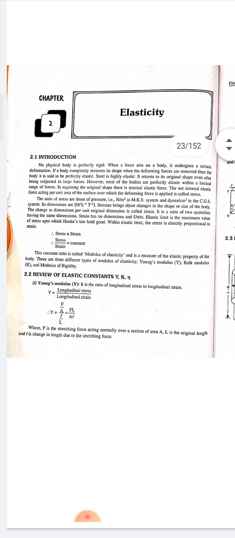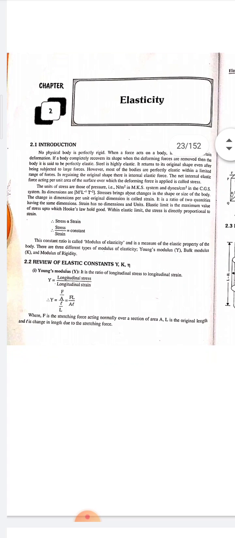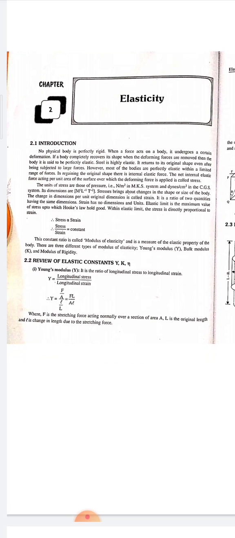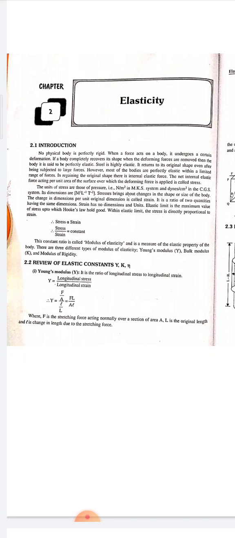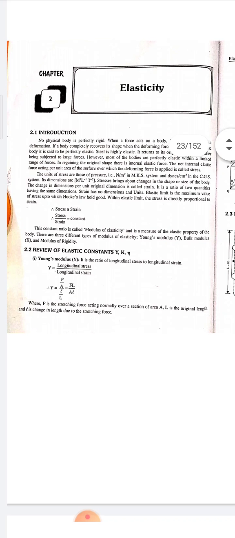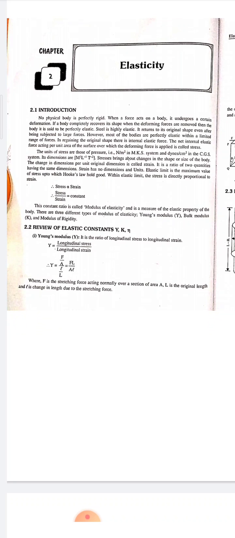Elastic limit is the maximum value of the stress up to which Hooke's law holds good. And Hooke's law says that within the elastic limit, the stress is directly proportional to the strain. This constant ratio is called the modulus of elasticity and is a measure of the elastic property of the body. That may come for an MCQ. Hooke's law says that within the elastic limit, stress is dot dot dot proportional to the strain: directly, inversely, equal to, like that. Then this constant is called the modulus of elasticity and it is a measure of the elastic property of the body. The MCQ will be there based on this.